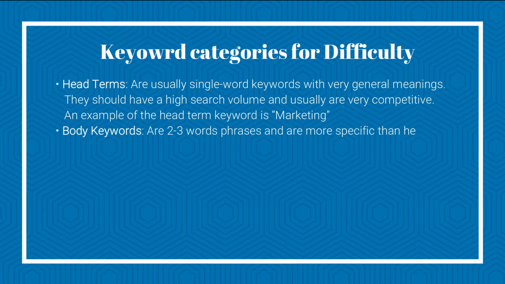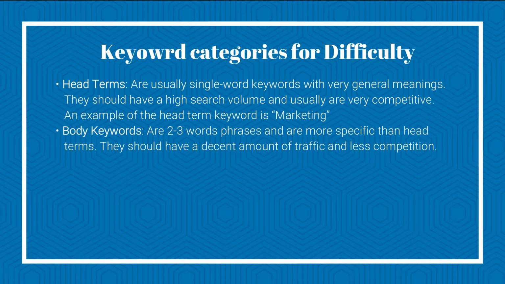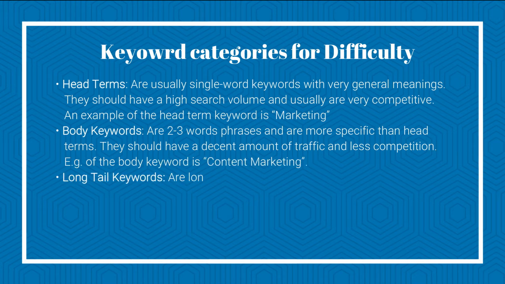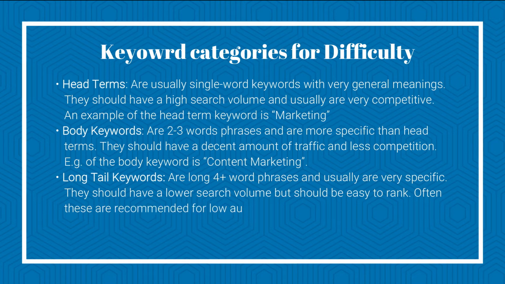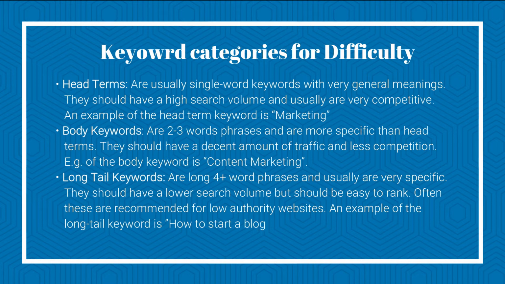Body keywords are 2 to 3 word phrases and are more specific than head terms. They usually have a decent amount of traffic and less competition. An example of the body keyword is content marketing. And lastly, long tail keywords are long 4+ word phrases and usually are very specific. They should have a low search volume but should be easy to rank. Often these are recommended for low quality websites. An example of long tail keyword is how to start a blog.